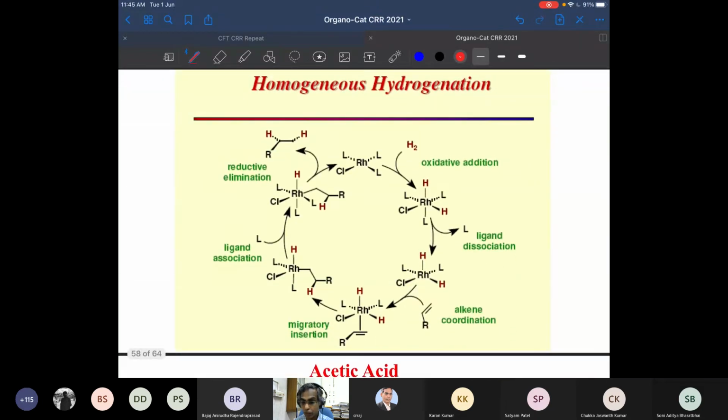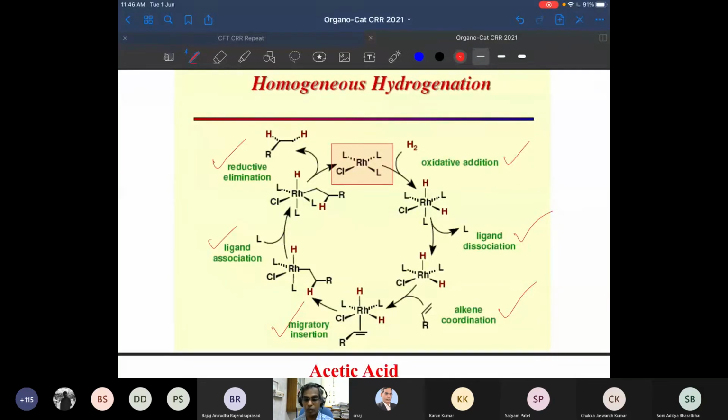Finally, not the end of this class, just of the homogeneous reaction. The last step I have put in this way: oxidative addition, ligand dissociation, alkene coordination, migratory insertion, ligand association, and reductive elimination. Finally, I get back my catalyst. Otherwise, if I'm not getting it back, I cannot call this catalysis. I should get it back. It's a loop. This catalyst, the red box catalyst, should be available for n number of times.